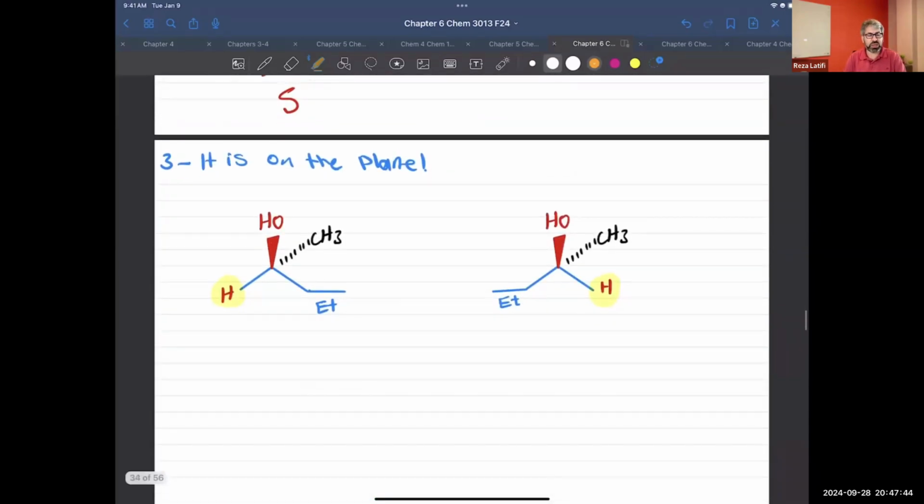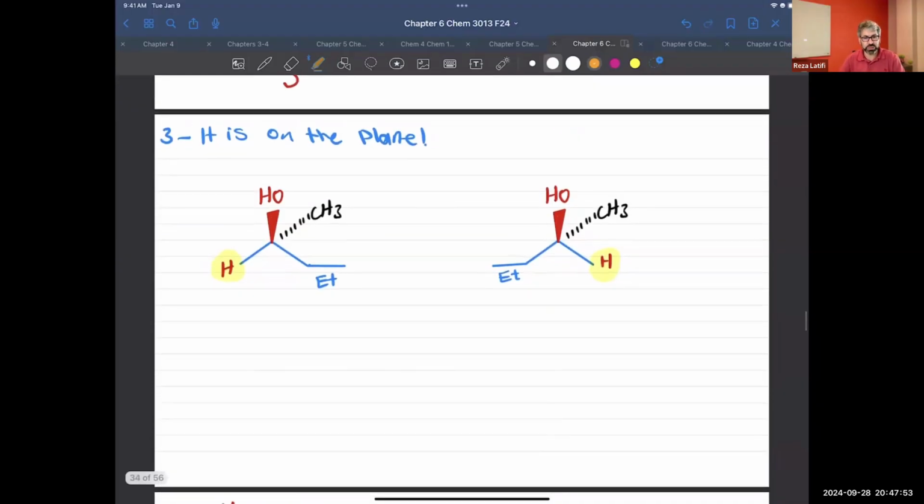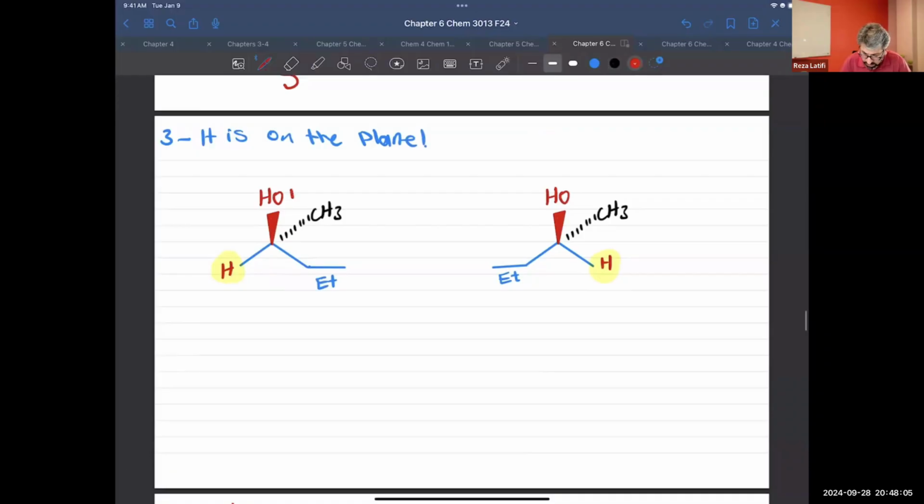And the third case is when hydrogen is inside the plane, inside the screen. Then what do I need to do? You have a couple of options to go after this one. Where is hydrogen? I say hydrogen is inside the plane and on the left hand. I can say this is number 1, that's number 2, this one is number 3, and hydrogen is number 4.